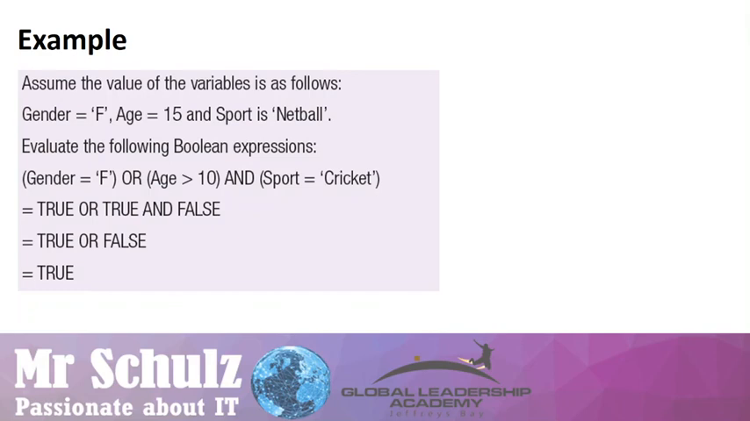What is left now is true or false, and because we have the OR operator, only one of them needs to be true in order to be true. So in our compound Boolean expression of gender equals F or age bigger than 10 and sport equals cricket, our result will be true.